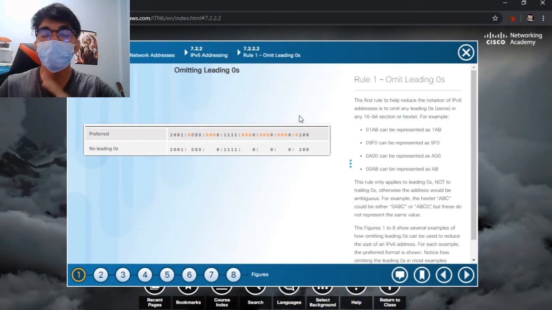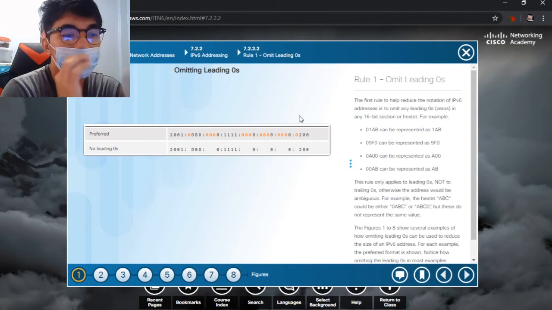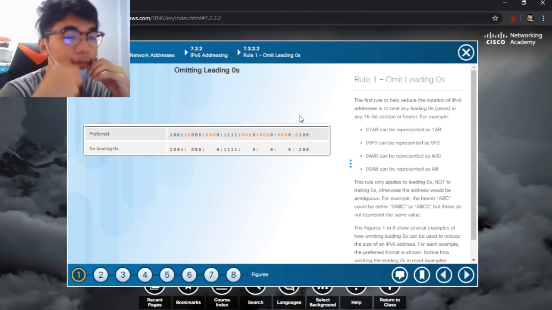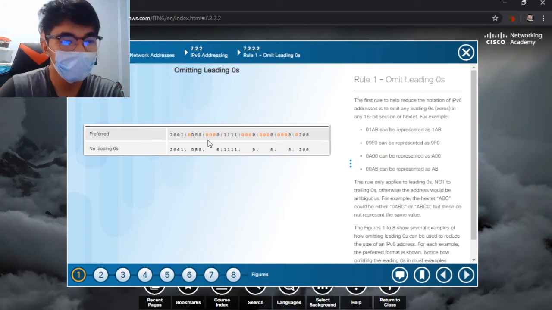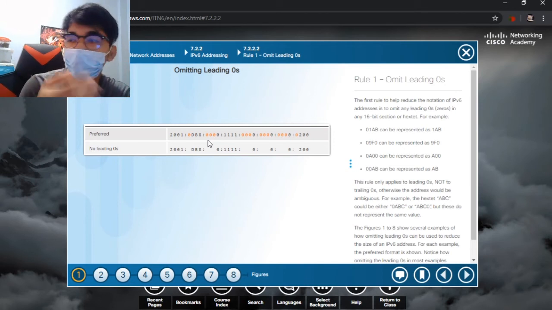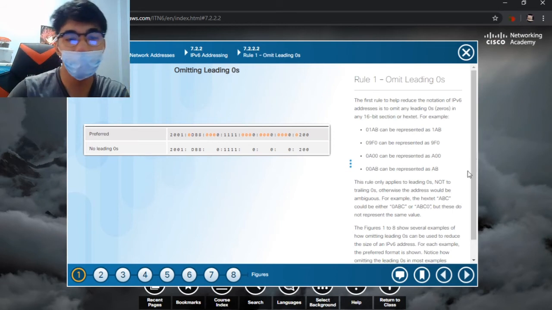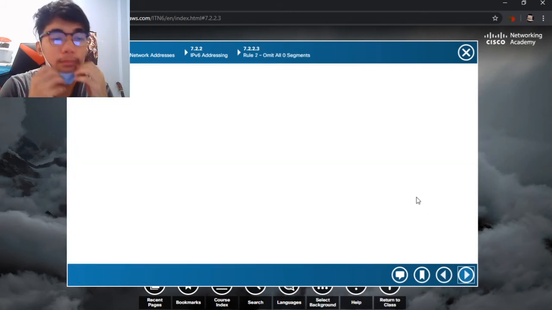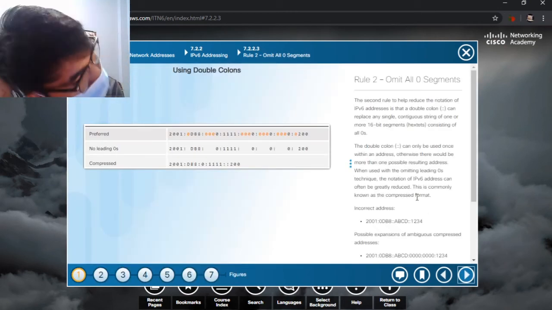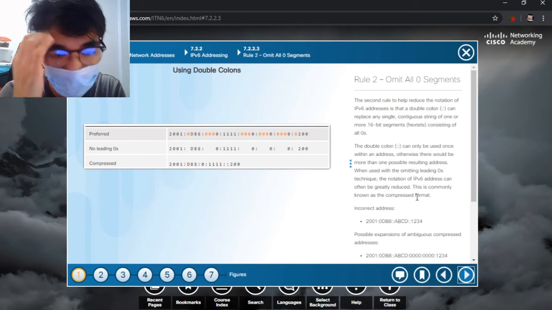Also in this chapter 7, you should always know the compressed form, or omitting leading zeros. As you can see here, if there's a 0 at the front, it is omitted. If there are four zeros, it would just be one 0. Then let's proceed to rule 2. Rule 2 is omit all 0 segments. If there are all zeros, there would be just a 0 or just two colons.